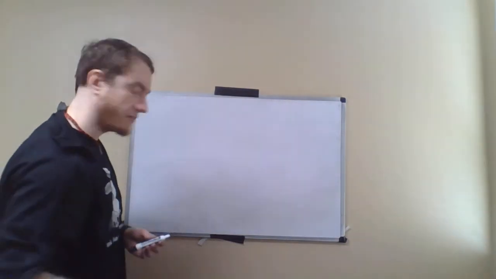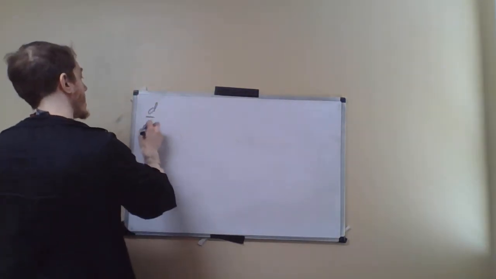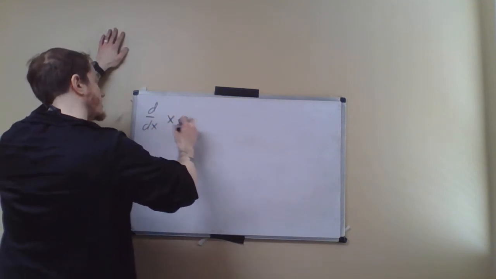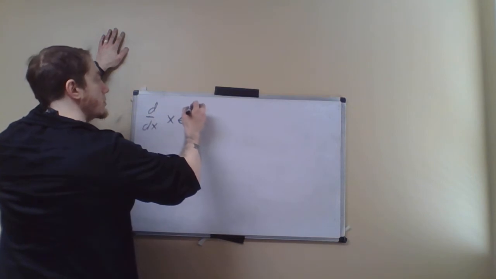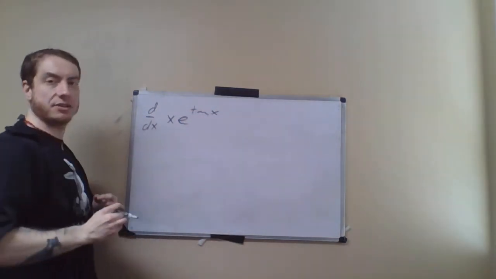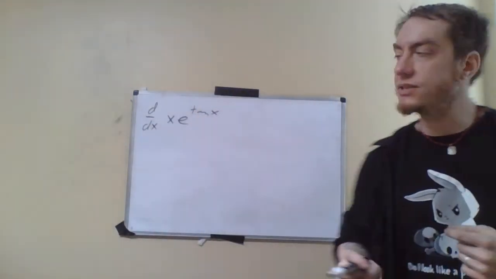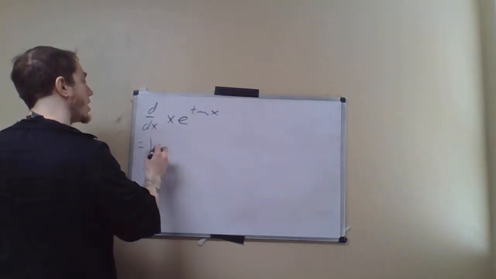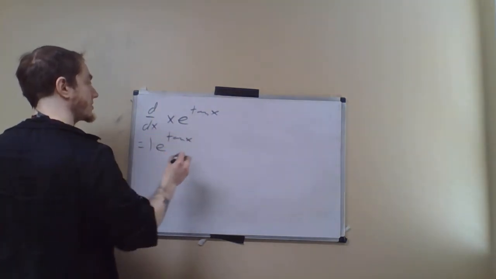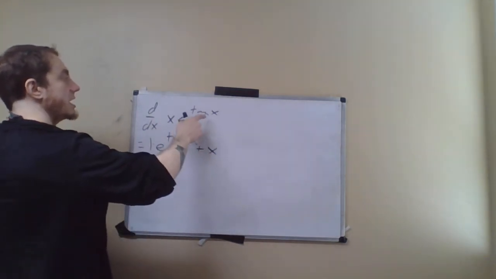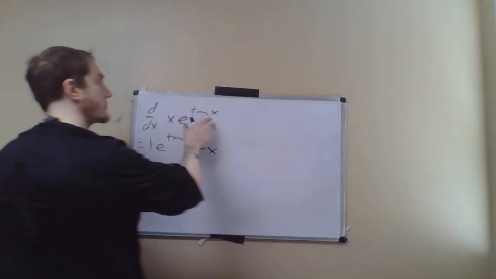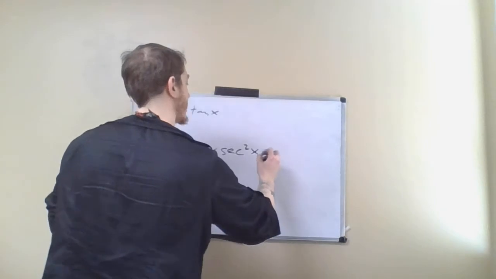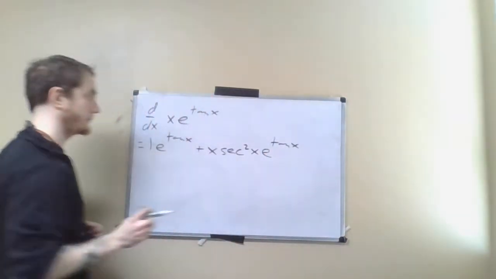Here's another sort of example of finding a derivative. Maybe we have to do something like the derivative of x times e to the tangent of x. So in this case, this is going to be the derivative of x, which is 1, times e to the tangent x. And then we're going to have plus x times the derivative of e to the tangent x, which is going to be the derivative of tangent, that's actually secant squared x, times e to the tangent x.